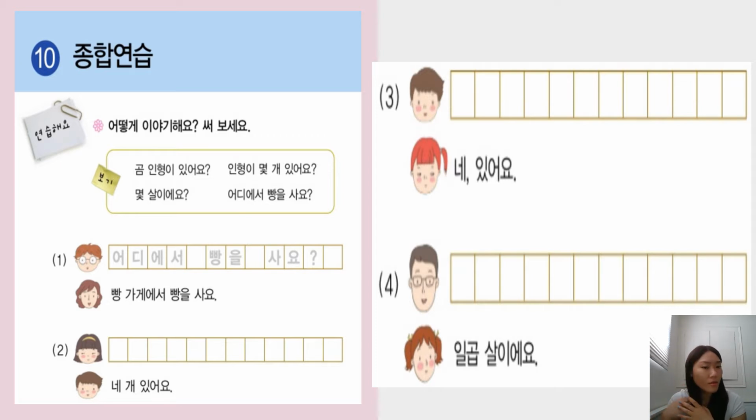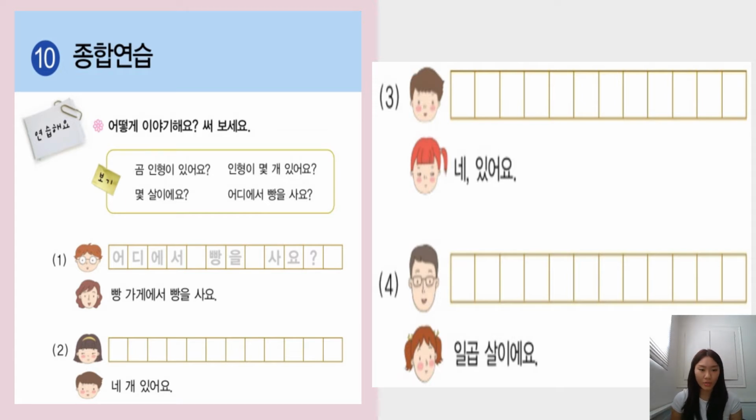Okay, so number 1, let's see. It says 연습해요. 어떻게 이야기해요? 써보세요. It gives you a little word bank right here. It says 보기, and there are 4 questions, and we're going to fill them in using the word bank that they gave us. So let's see. Number 1, it says 어디에서 빵을 사요? 빵가게에서 빵을 사요. Now we learned this in a previous lesson, okay? And they already gave us the first one, so we have to do 3 more.